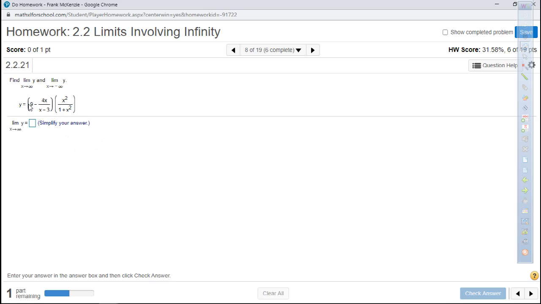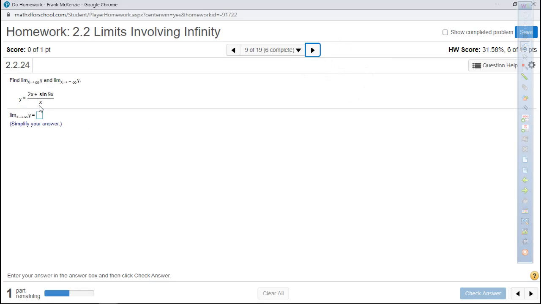And then break it up and take the limit as x approaches infinity of 9, the limit as x approaches infinity of this, the limit as x approaches infinity of this, and then put them together. You're going to subtract these two and then multiply by this one. So you guys can figure that out. I'm not going to work through every one of these.